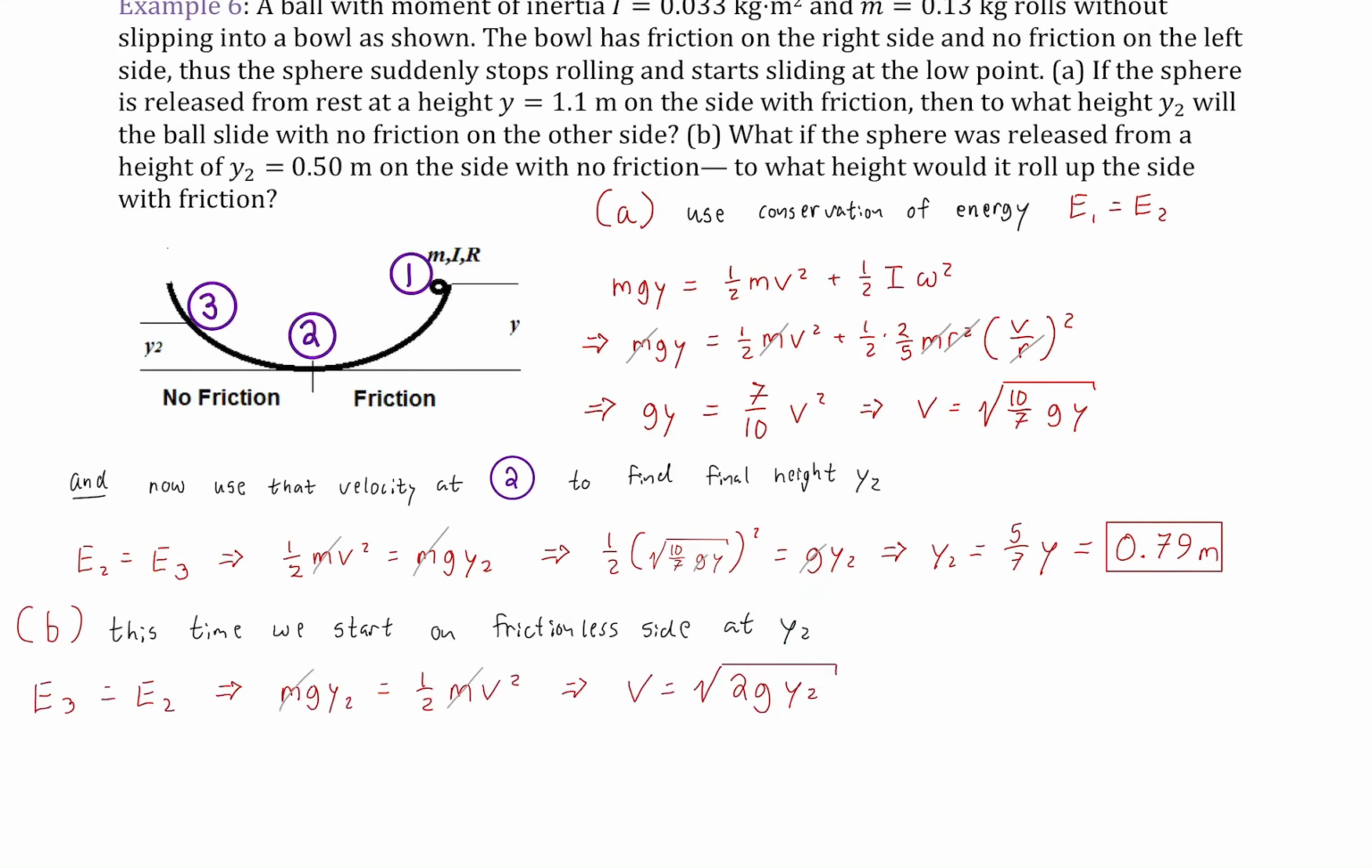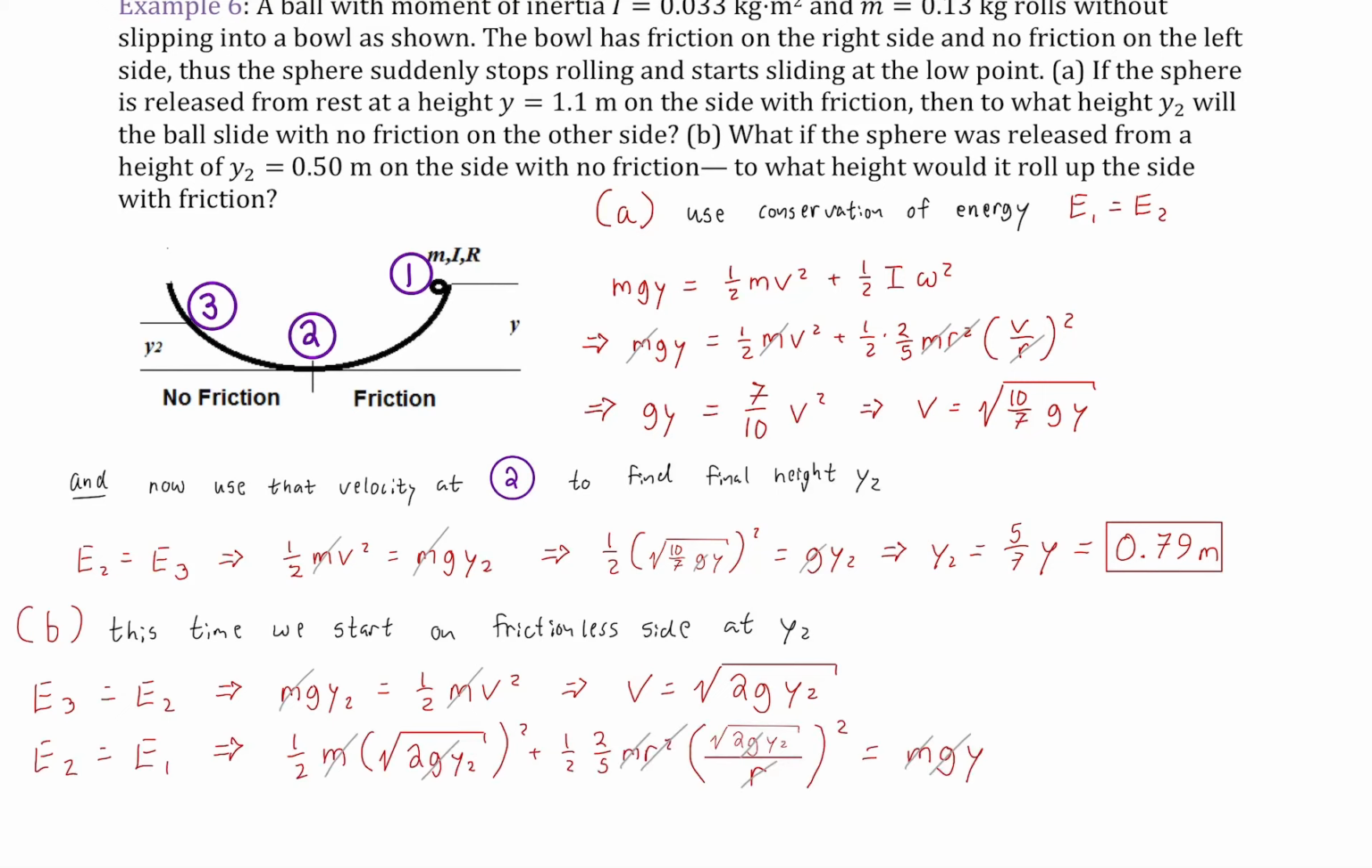Okay, so this time we start on the frictionless side at y2, all right? And so we're going to use conservation of energy between 3 and 2. So we just have gravitational potential energy just becoming translational energy because there's no rolling going from points 3 to point 2. And so then the final velocity at the bottom is just the square root of 2gy, just as would be true for any sliding object, okay?